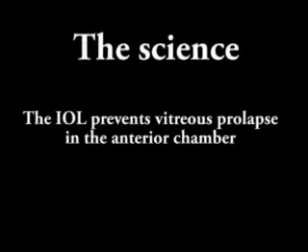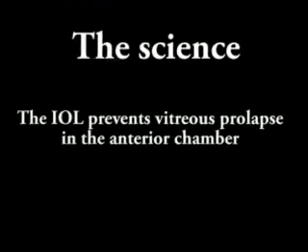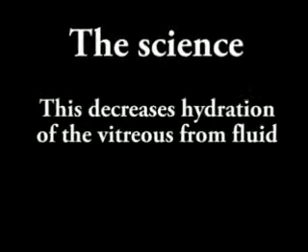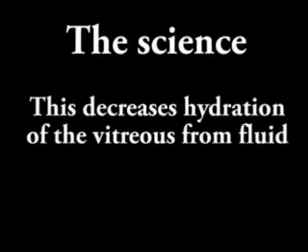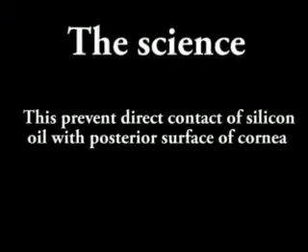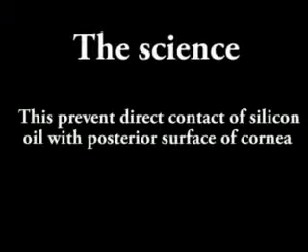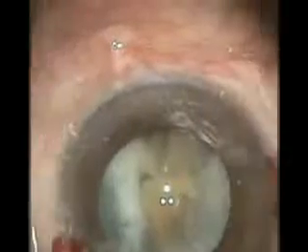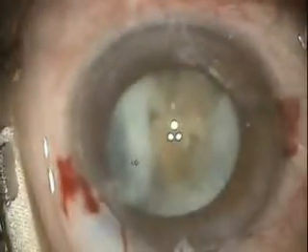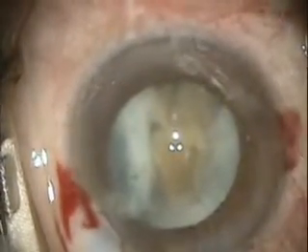The IOL prevents vitreous prolapse in the anterior chamber, and it decreases the hydration of the vitreous from the fluid. This also prevents direct contact of silicone oil with the posterior surface of the cornea. So the basic concept is the IOL giving support during the phacoemulsification surgery.